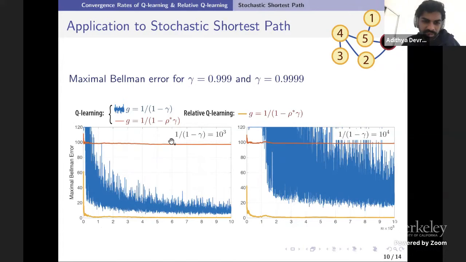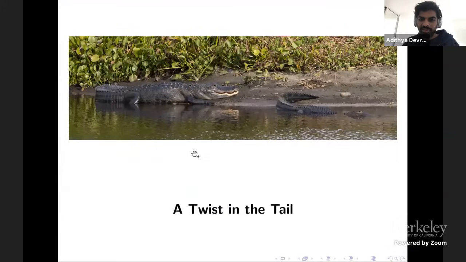And if you don't choose the step size to be big enough, then you see that the Q-learning algorithm takes forever to converge to zero. And again, you should guess that this should be due to a constant, and that's what we show next. So, a small twist in the tail towards the end of the talk.